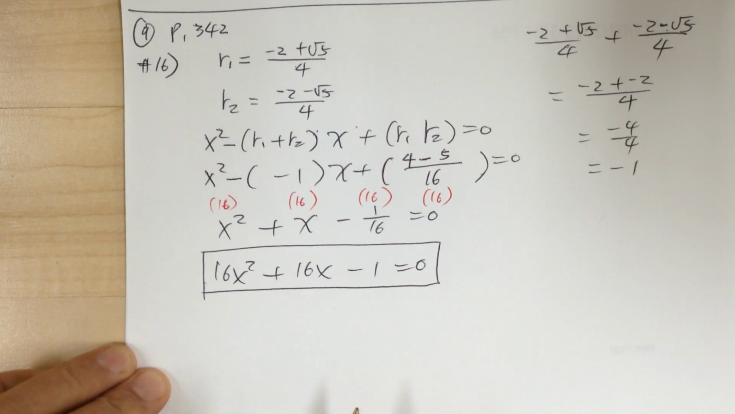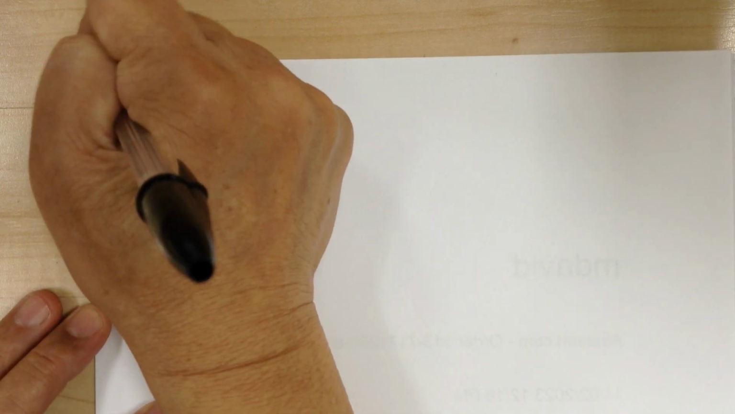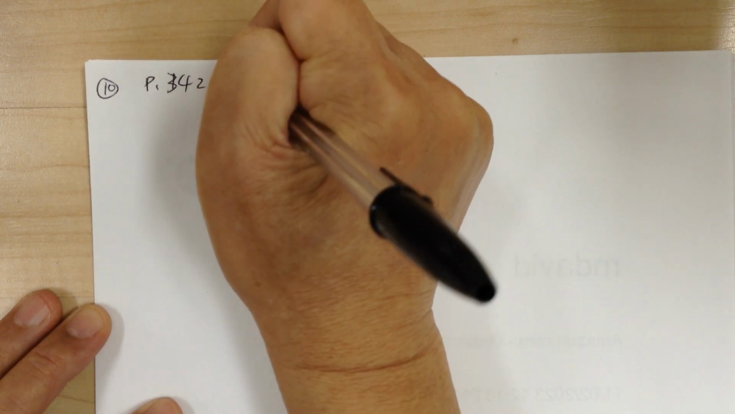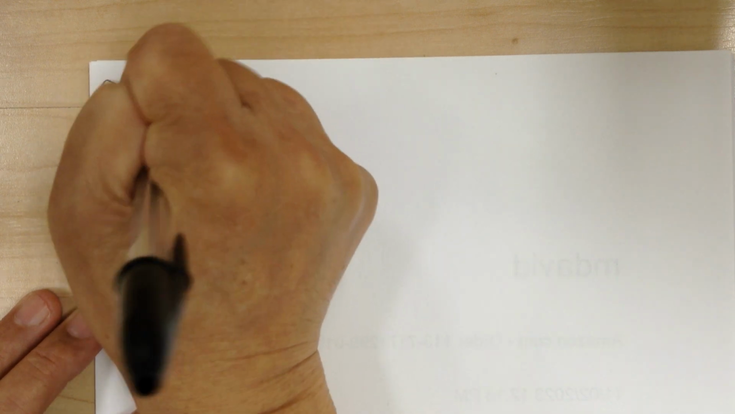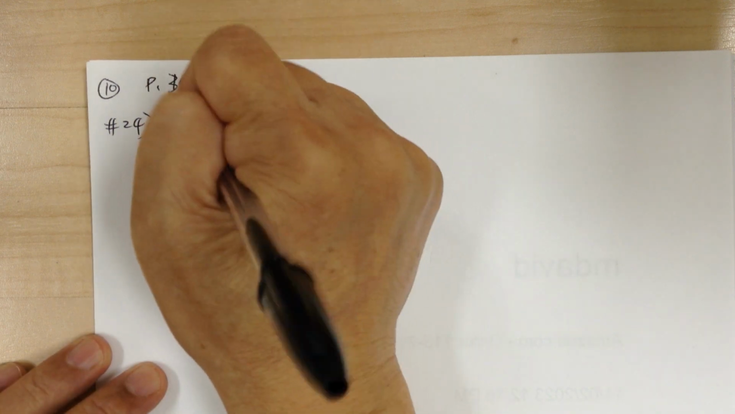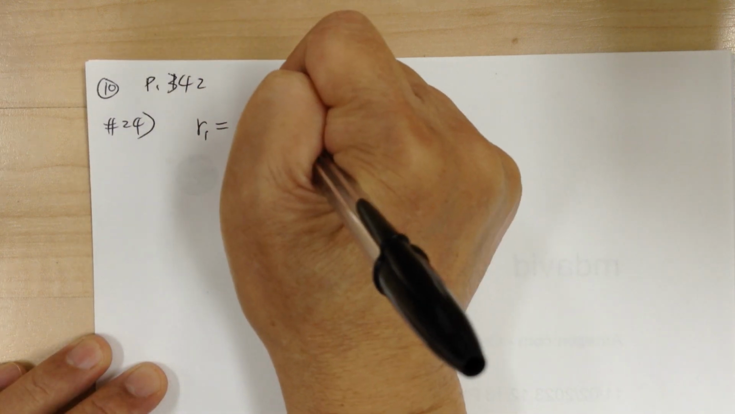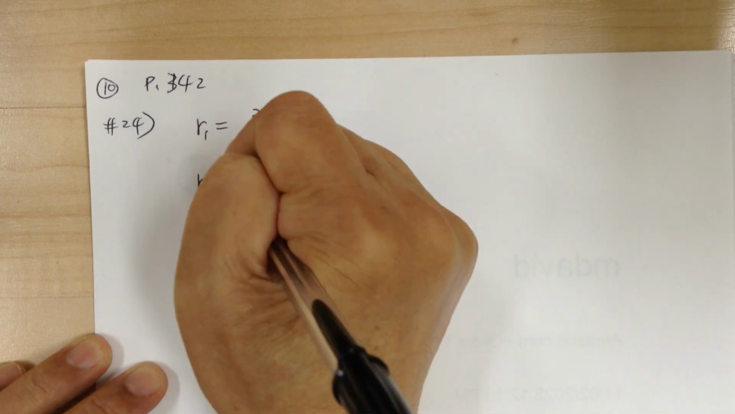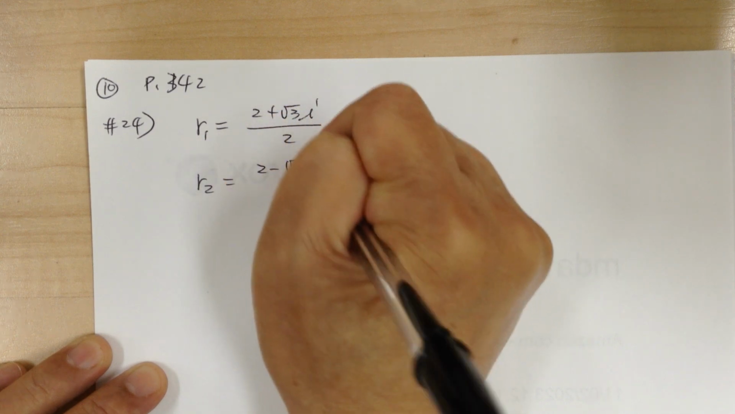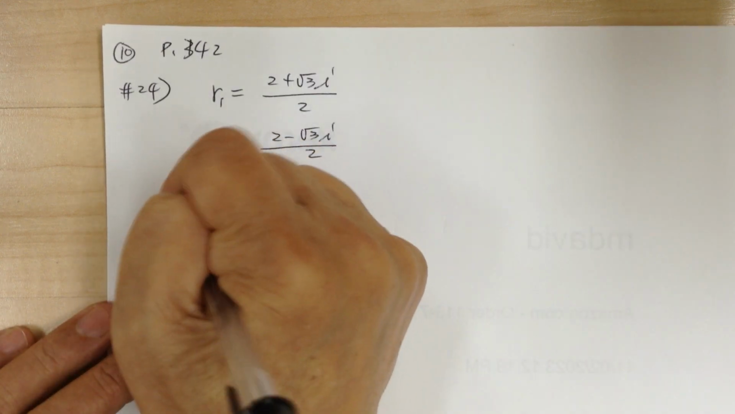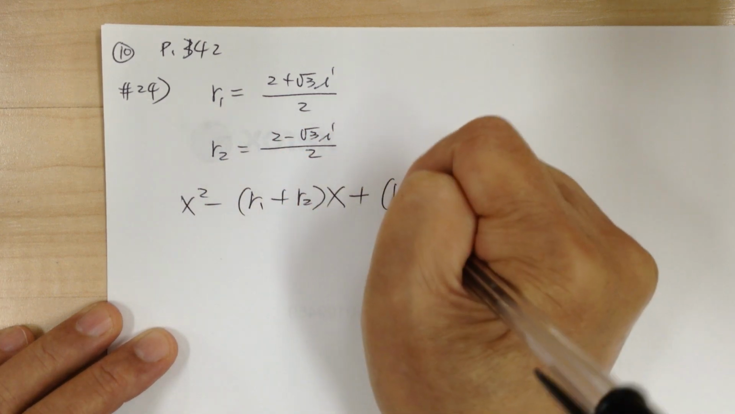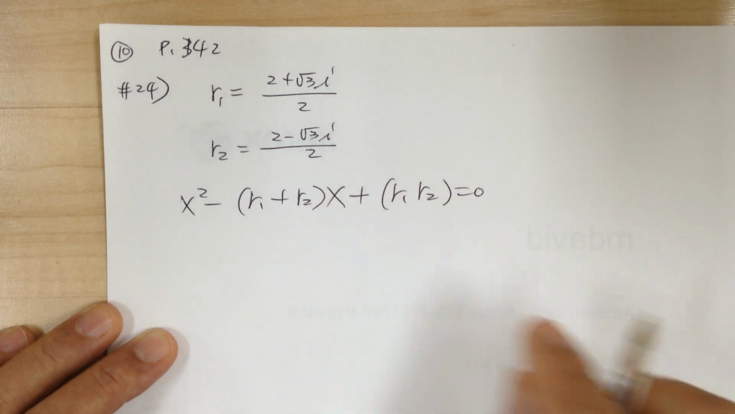Okay, let's go to the next one. So again, this is from page 342, and let's do number 24. So you have R1 equal to 2 plus, again, I'm going to put an i in the back, square root of 3i over 2, and R2 equal to 2 minus square root of 3i over 2. You can use your equation x squared minus R1 plus R2 times x plus R1 times R2 equal to 0.